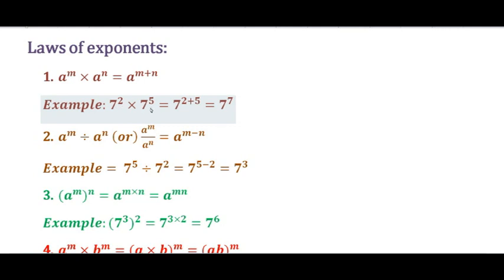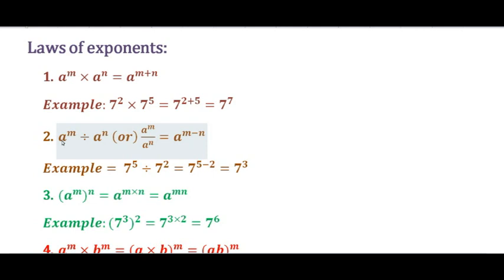For example, 7 to the power 2 into 7 to the power 5 means both have 7 as the base and their exponents are different. So as a result, we can keep the base 7 and add up the exponents, 2 plus 5, 7. That means 7 to the power 7.